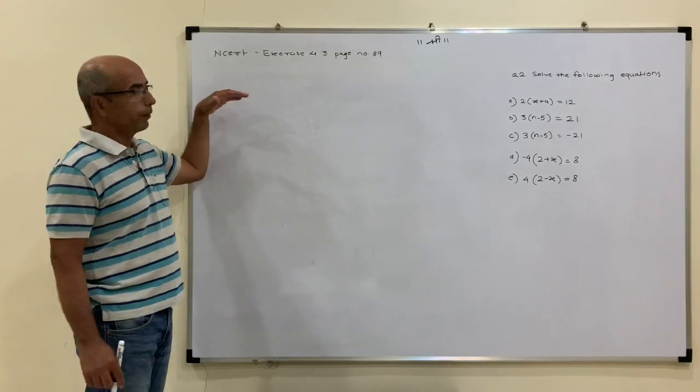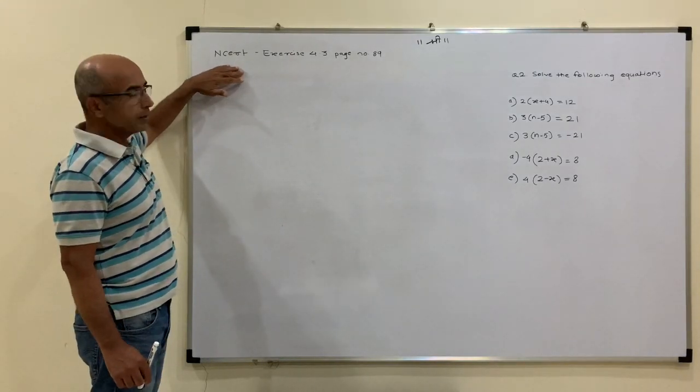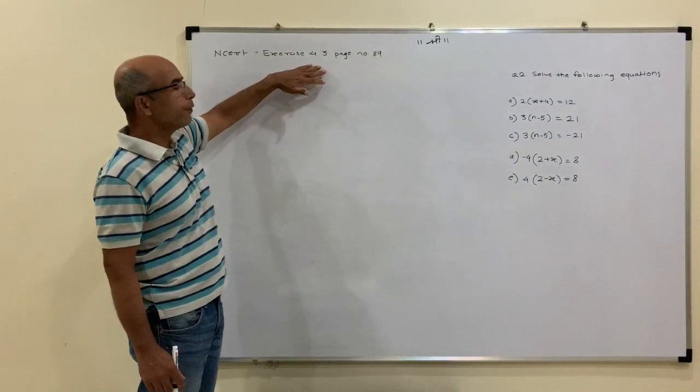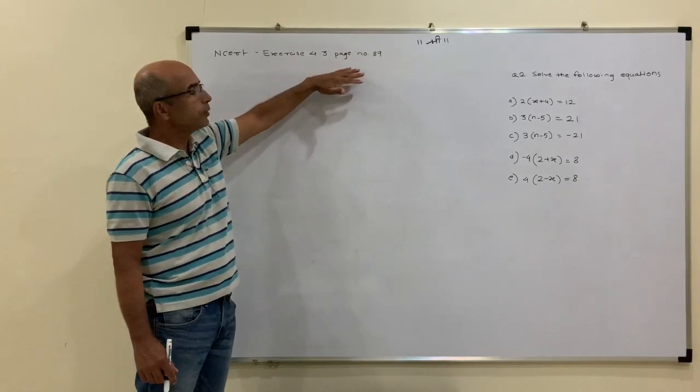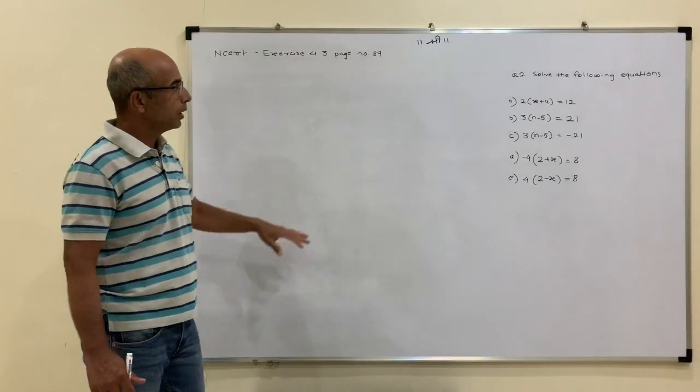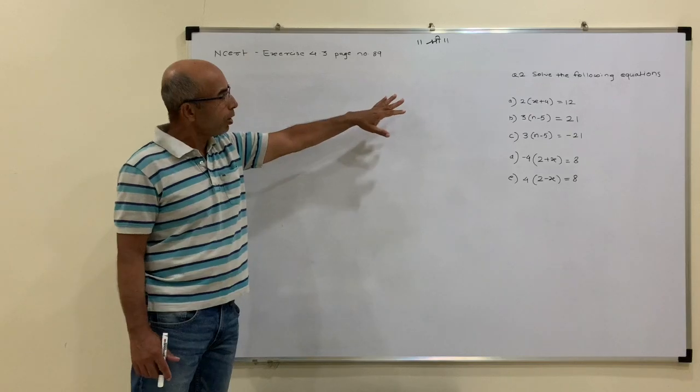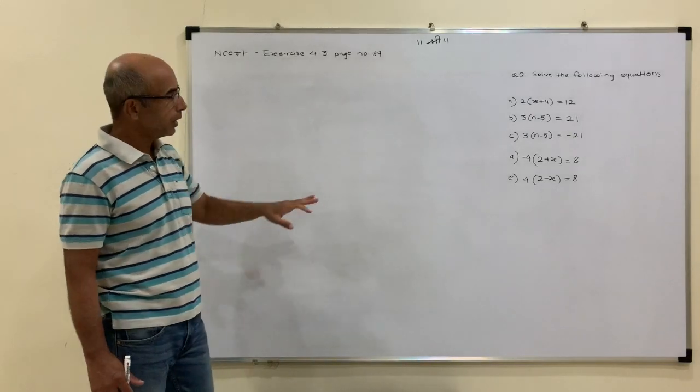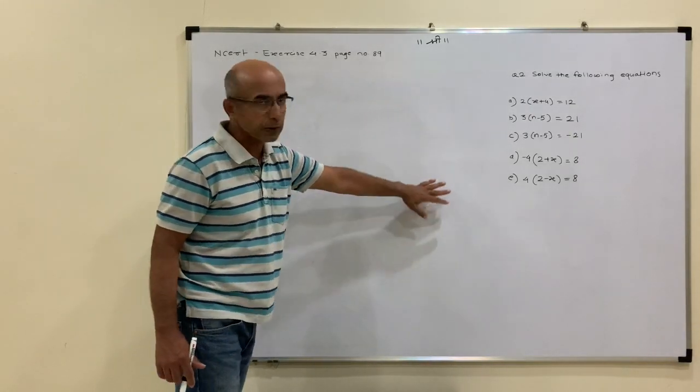Now we will be solving the NCERT exercise number 4.3, which is on page number 89. Question number 2: solve the following equations. I have written all the questions.